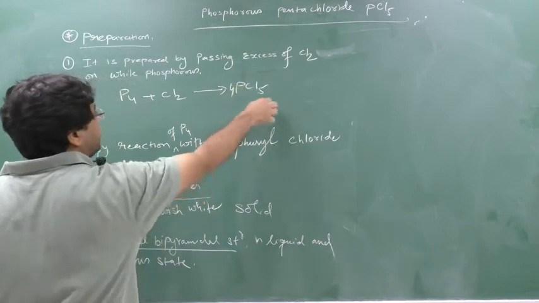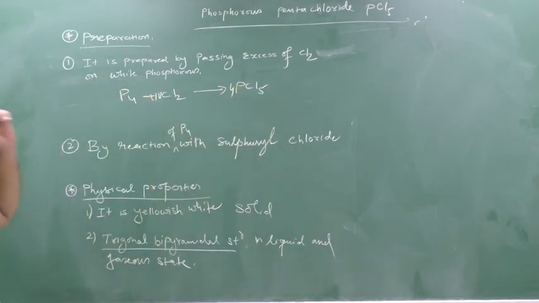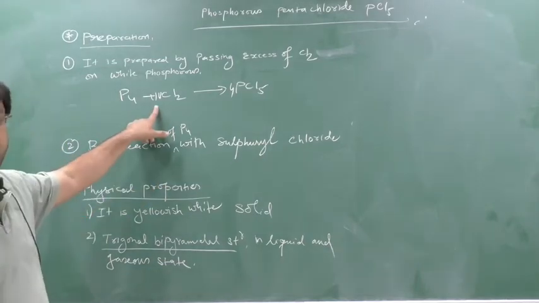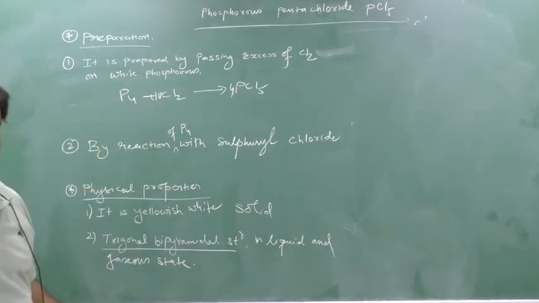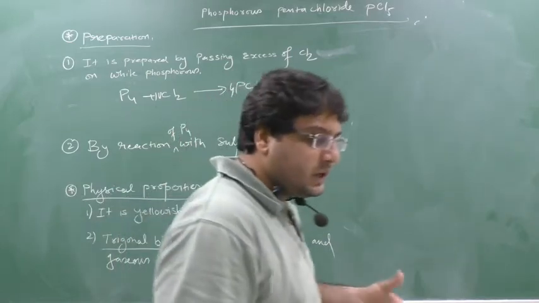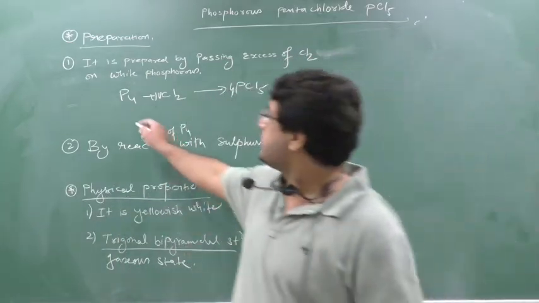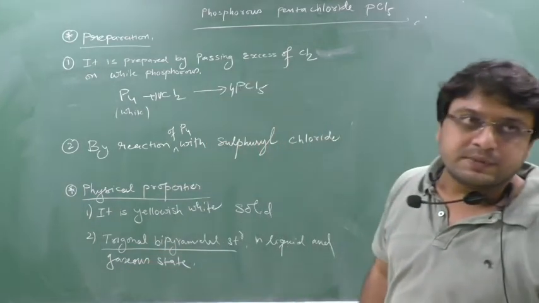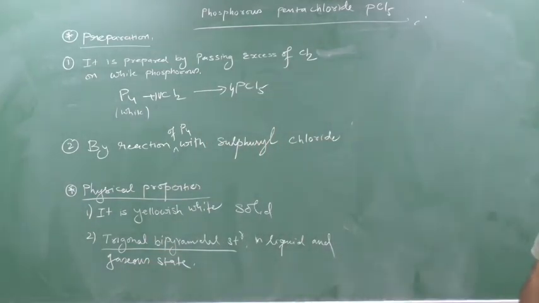Now here 4 5s are 20, so here 10. In the previous case we were having only 6 chlorine. Here we are having 10 chlorine. So where is the excess? Here there is an excess. So whenever you react excess chlorine with white phosphorus, PCl5 will be formed, and in limited proportion you will obtain PCl3.